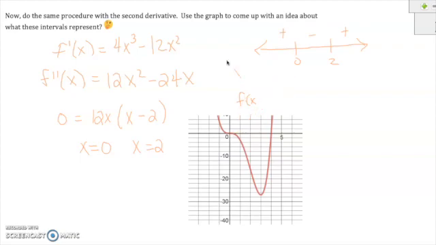Ooh, pen, stop. All right. Oh boy. All right, let's try this again.